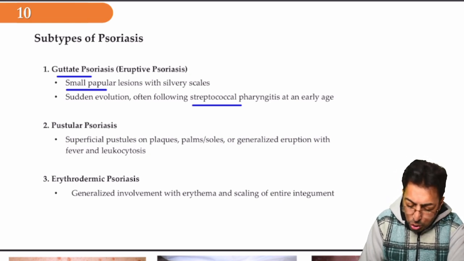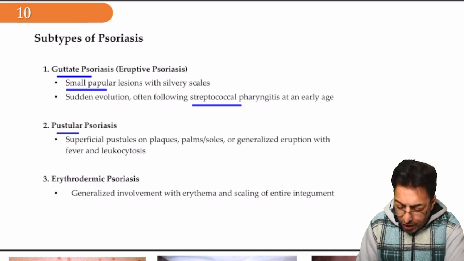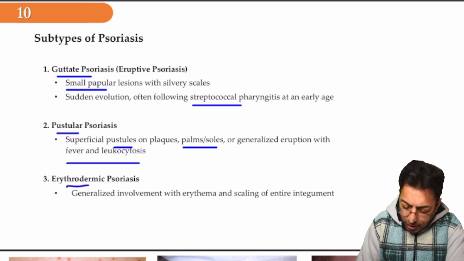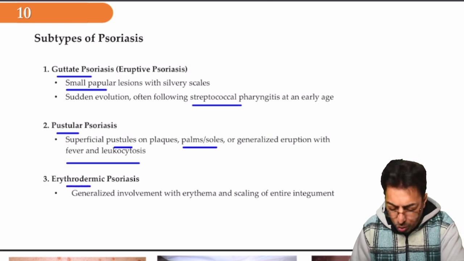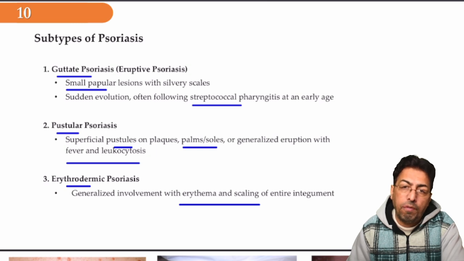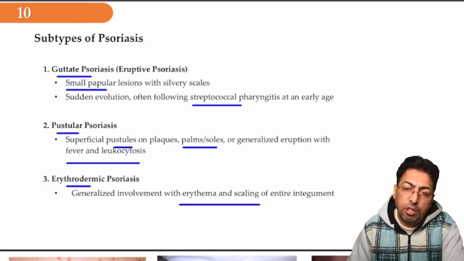Number two, pustular. You have pustules on various body parts, or you can have them on the palms and soles, and they will be associated with fever and leukocytosis. Erythrodermic: a red element coming into the psoriasis, and that is why it is given the name erythrodermic. There is edema and scaling of different body parts in different proportions.